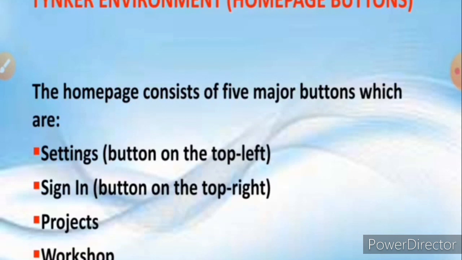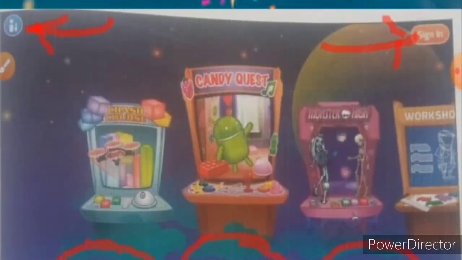Now, this is an example of how the Tynker environment looks. You can see the 5 buttons in the display picture below. You can see the settings button at the top left corner, the sign in button at the top right corner, and the project button, the workshop button, and the community button below. Now let's take a look at the explanation of each of these buttons in the Tynker environment.